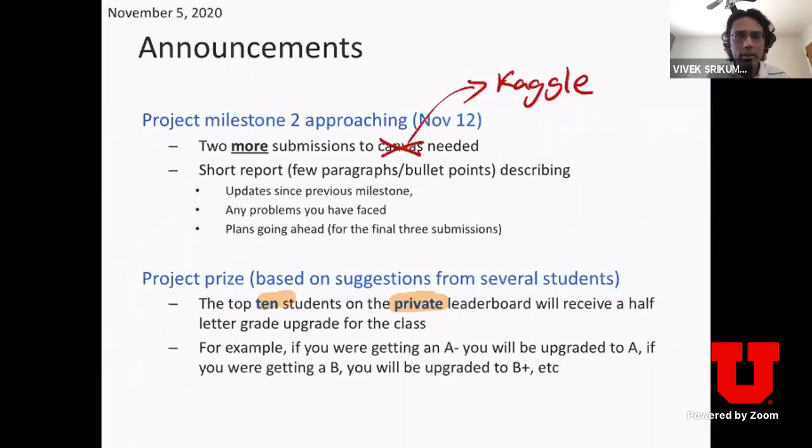This is just to incentivize you to try to get to the top of the leaderboard. Any questions?